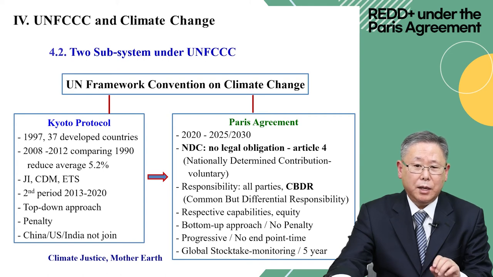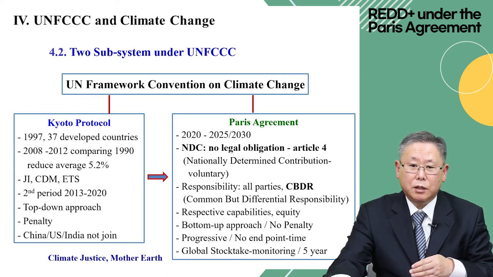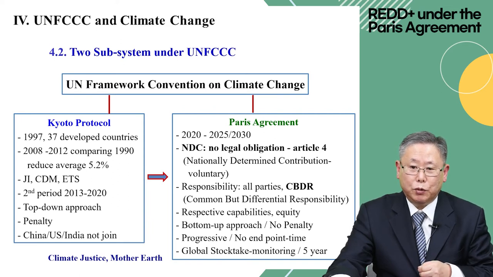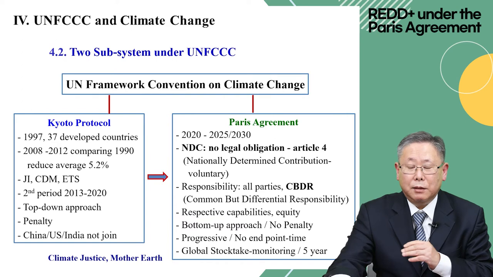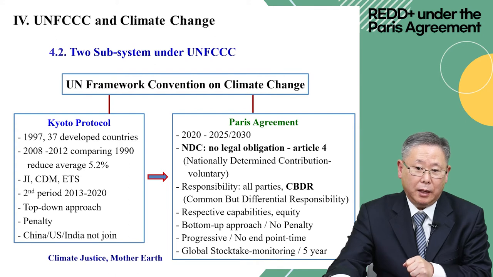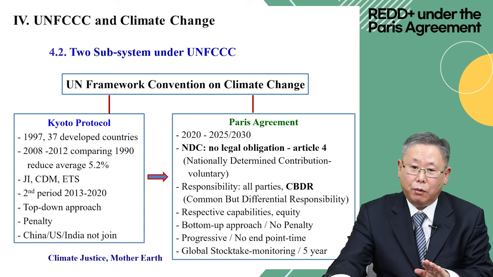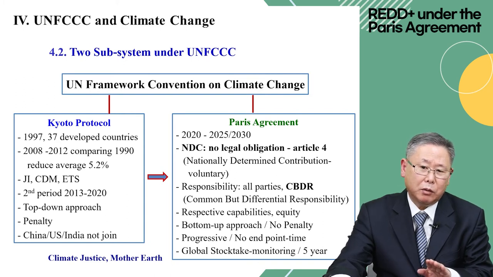And the C is nationally determined contribution. This is voluntary. So each country submits my target: I will reduce CO2 emission by this amount, by 5%, 10%, 20%, voluntarily. And based on the Paris Agreement Article 4, this is no legal obligation. This is some kind of problem.